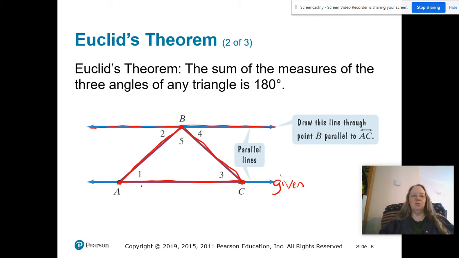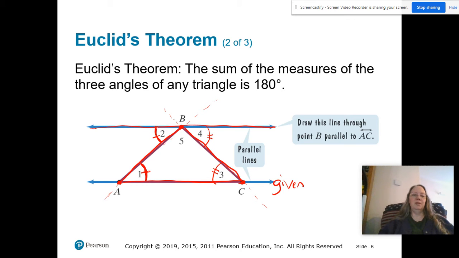So because these two lines are parallel, we know that angle 1 has to be the same as angle 2 because they are alternate interior. Keep in mind, I could extend this, right? That's a transversal. So angle 1 and angle 2 have to have the same measure because they are alternate interior angles. In the same way, angle 3 and angle 4, so here we have another transversal. So angle 3 and angle 4 also have to have the same measure.